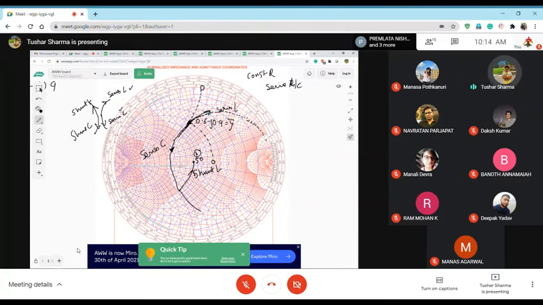Okay, so this is my constant R circle, and where I have to reach is here. So let me see, there is another constant R circle, which is going here. Okay, so this is series R, and if you move like this, it is series C. Now let me show you something. This is actually an important thing you raised.